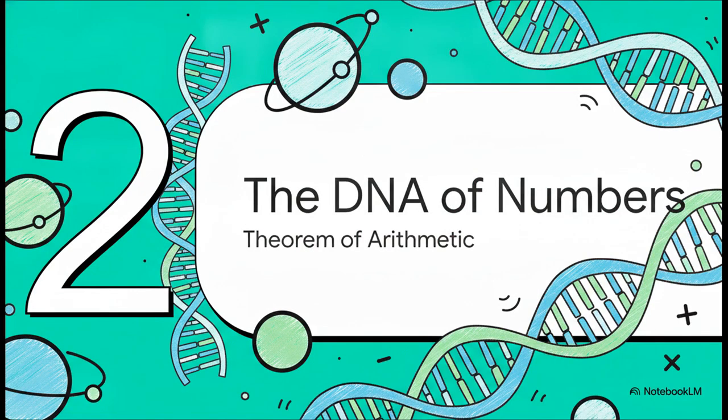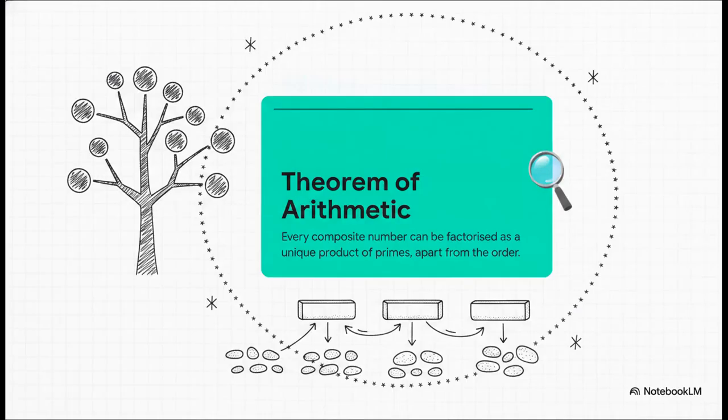Section 2, the DNA of numbers, the fundamental theorem of arithmetic. Okay, so before we start solving complex problems, we really need to understand what numbers are actually made of. Enter the prime numbers. Think of these as the atomic, indivisible building blocks, or what I personally love to call them, the DNA of the mathematical universe. And this brings us to the fundamental theorem of arithmetic.